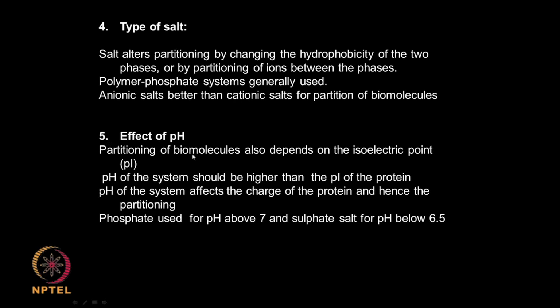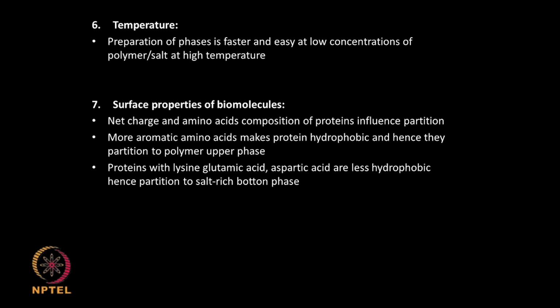Effect of pH. Partitioning of biomolecules also depends on the isoelectric point. It should be higher than the isoelectric point. pH of the system affects the charge of the protein and hence the partitioning. The phosphates are used for pH above 7 and sulfate salt for pH below 6.5. So, if I am working above 7, I will use phosphate. If it is below 6.5, I will use sulfate.